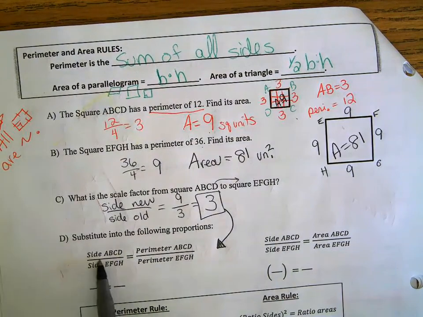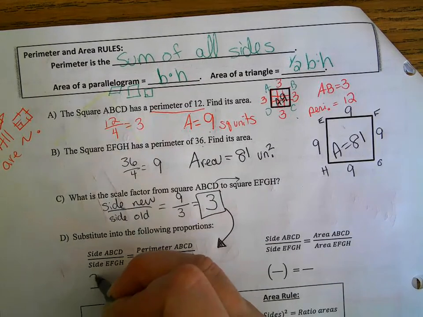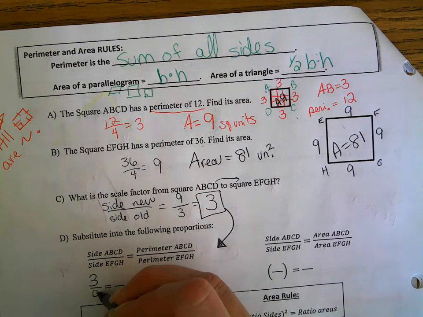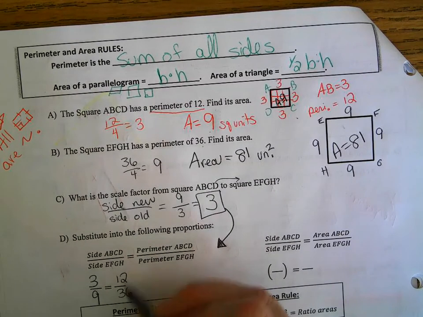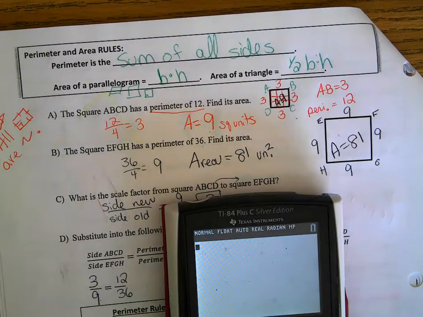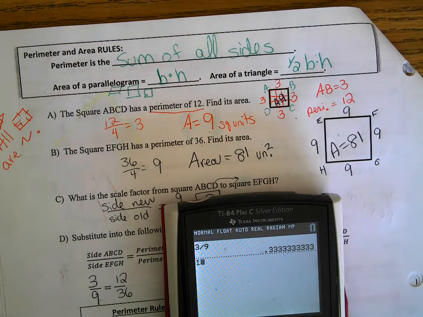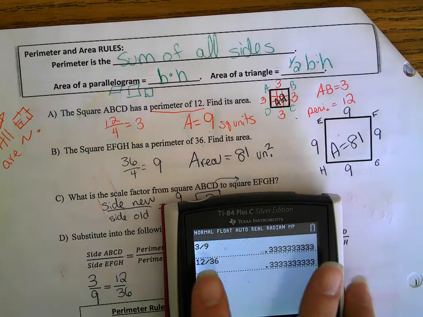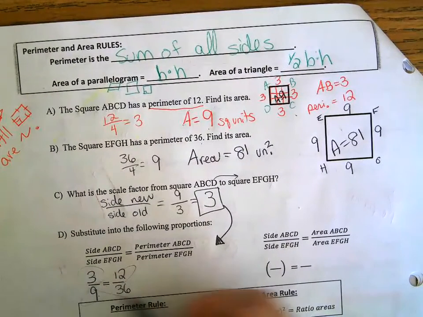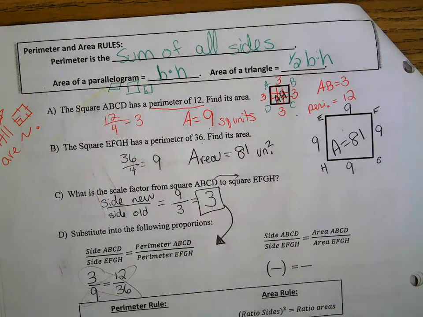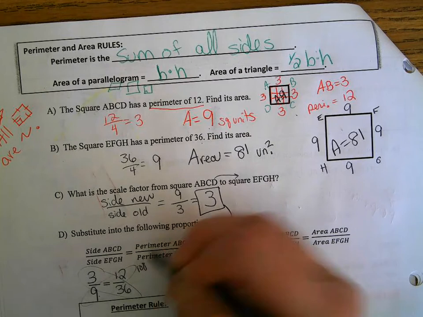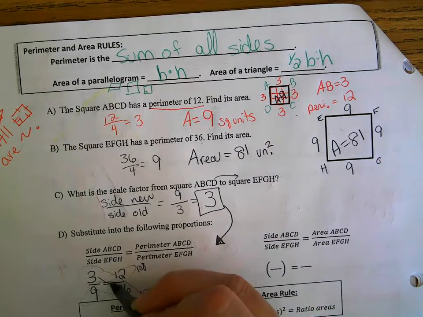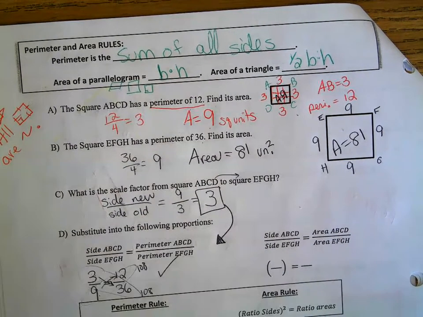Okay? So a side of ABCD being 3, and a side of EFGH 9, and their perimeters 12 to 36, those are equivalent proportions. 3/9 equals 12/36. 3 over 9 is the same decimal equivalent as 12 over 36. Something you can do to check that is you can always check your cross products here. 9 times 12 gives us 108. 3 times 36 also gives you 108. So if you check the cross product, those are equal.